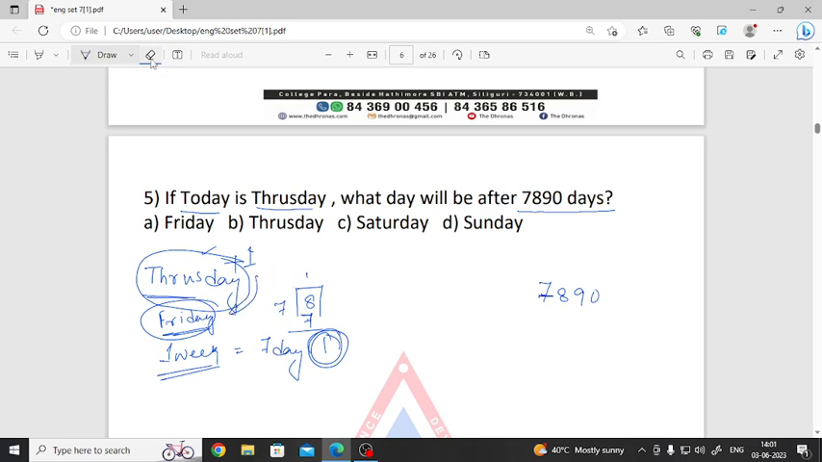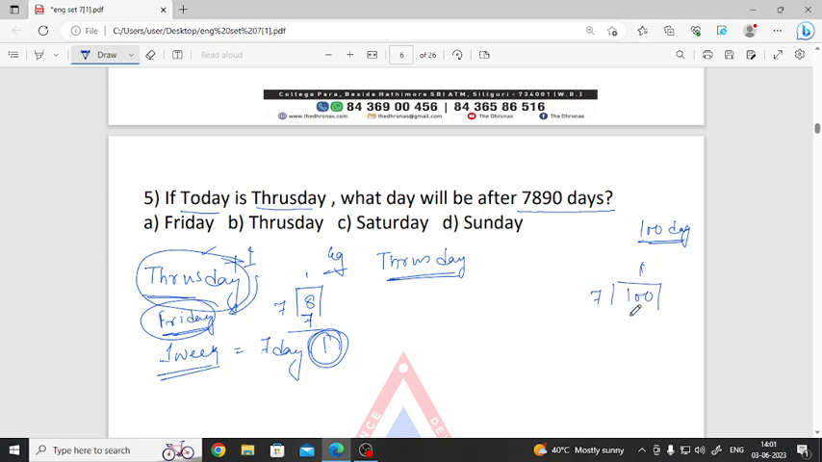I'm just giving one more example. So what is given? Let's take an example, today is Thursday. So what will be the day after, just say, after 100 days. I'm just giving an example. Just say after 100 days. So we know 1 week equals 7 days. So just divide it by 7.